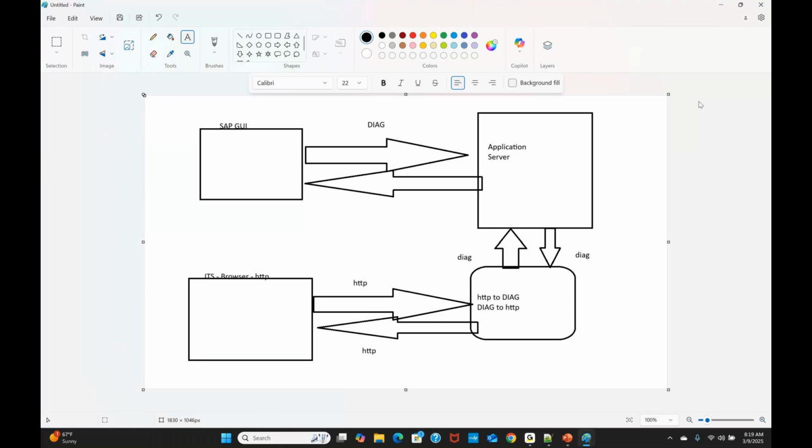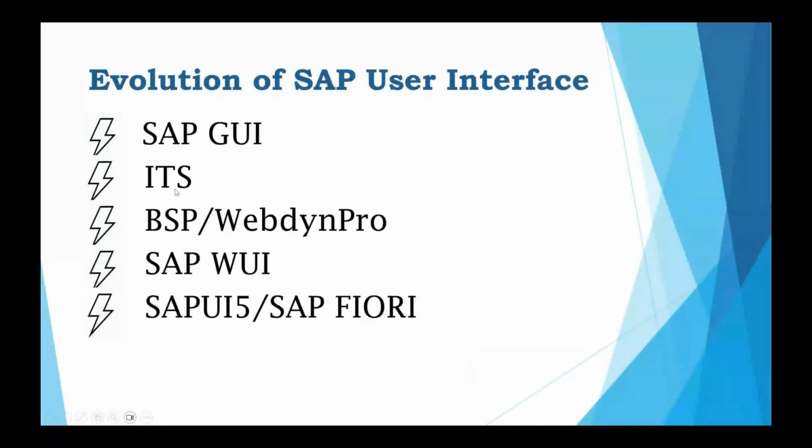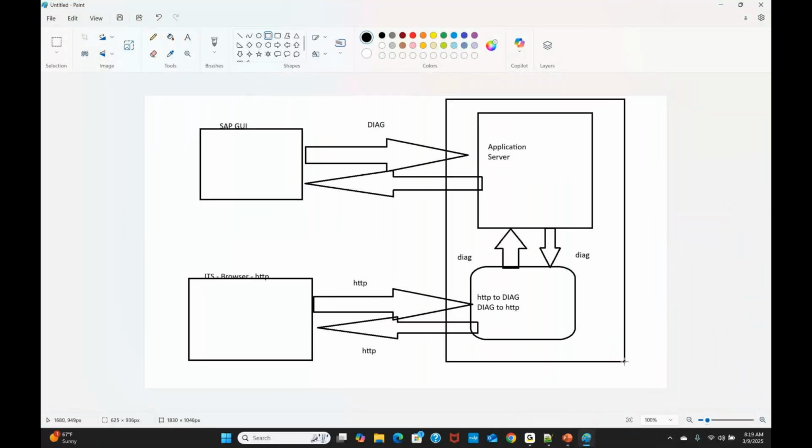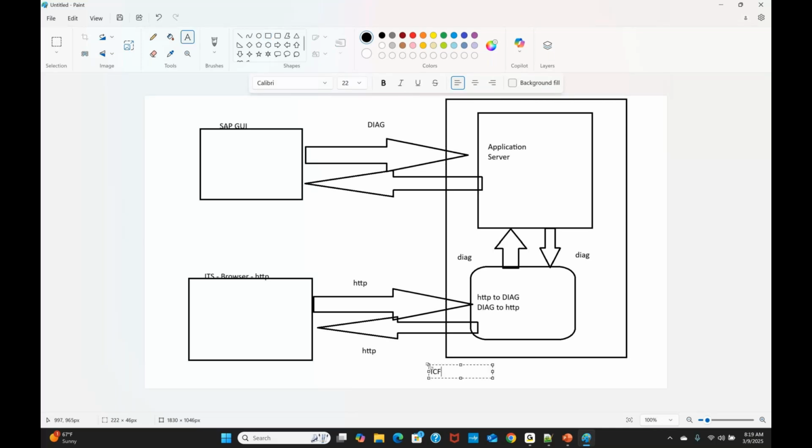Now, coming back to our PPT, instead of ITS they started using ICF. You might have seen the transaction code SICF. ICF stands for Internet Communication Framework. It is a framework which is a combination of the application server and the web server. They combined these two, and we call it ICM.